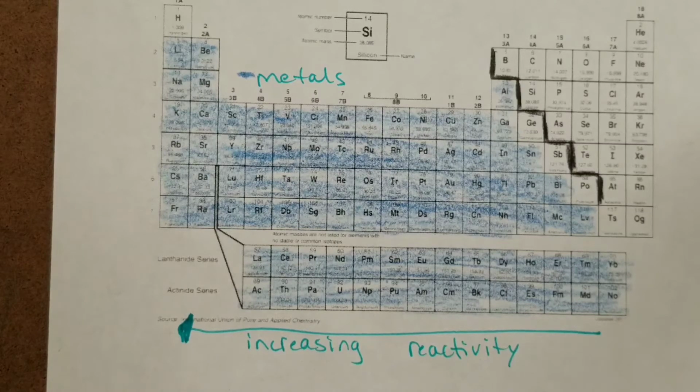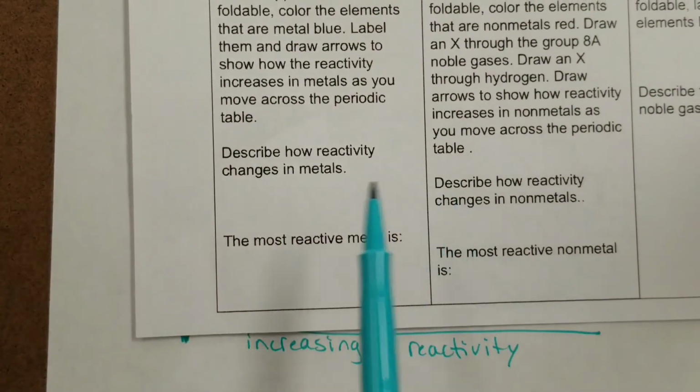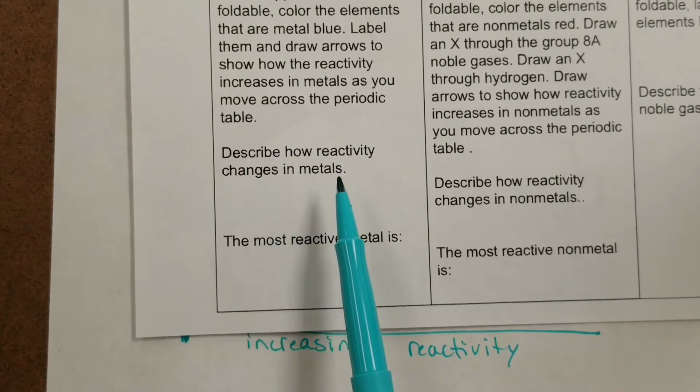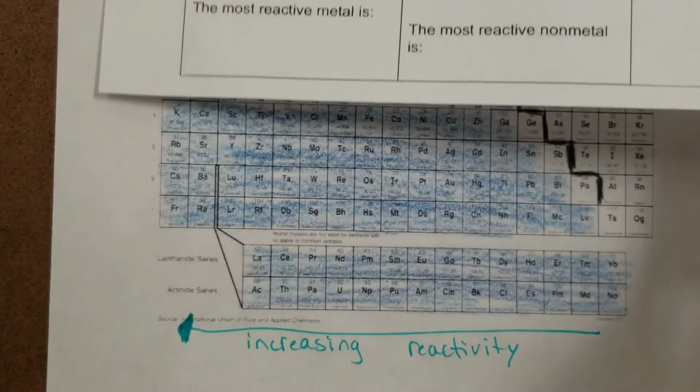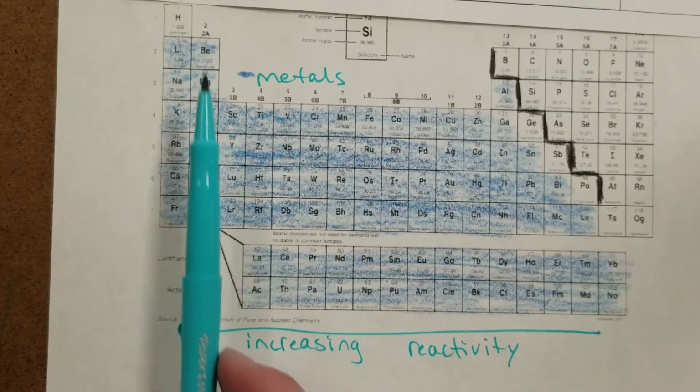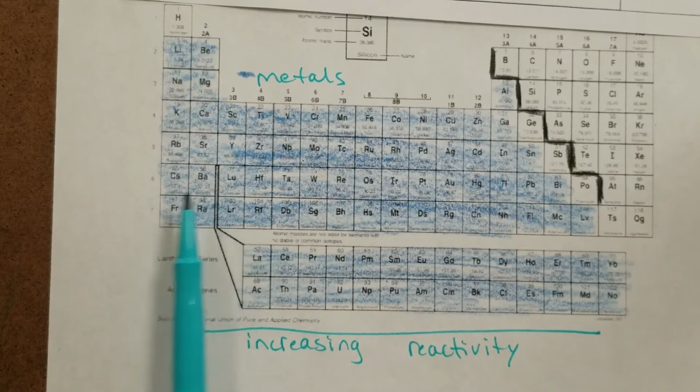And then it says on your paper, describe how reactivity changes in metals. So in words, you're going to describe what this arrow is showing. So you can say from right to left, the reactivity increases in metals. You can say something about how this left-hand side, groups 1 and group 2 are my most reactive metals. Then it says the most reactive metal is.